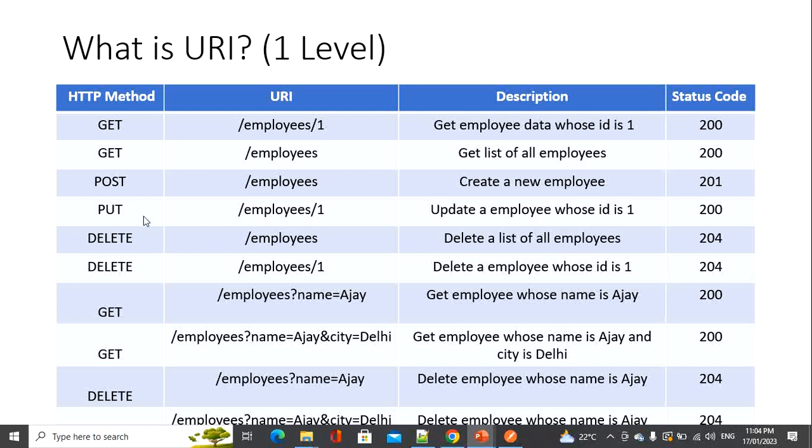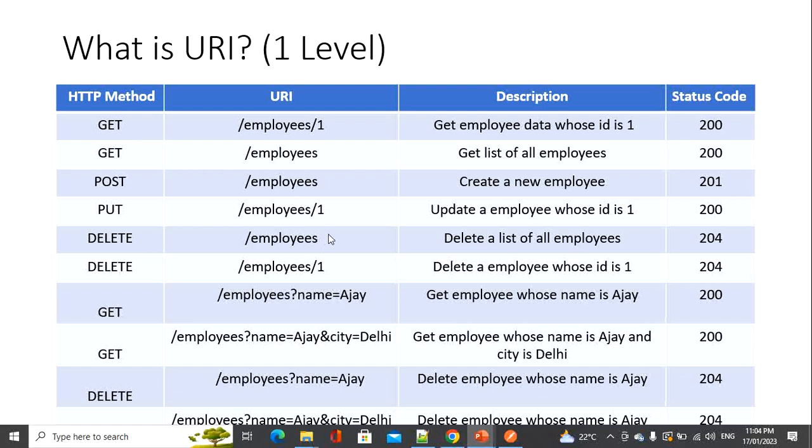Similarly, if you see the same endpoint slash employees slash 1, here I'm specifying the HTTP method as PUT, right? That means I'm interested in updating the employee data whose ID is 1. Obviously here also I need to pass the employee data for which I'm going to update the new data. That I need to pass in the request body. Here also the status code is 200 only.